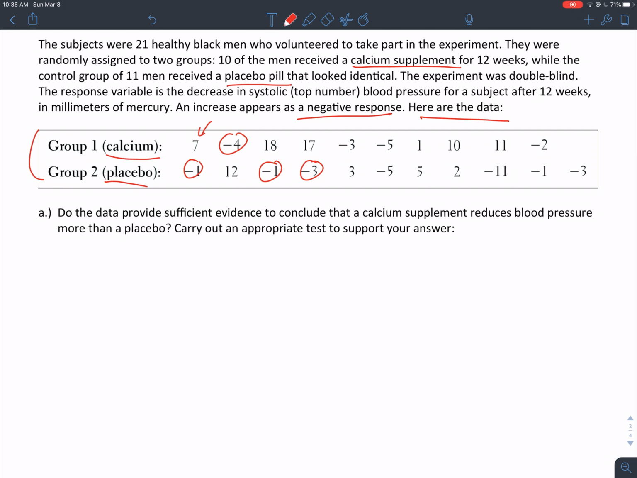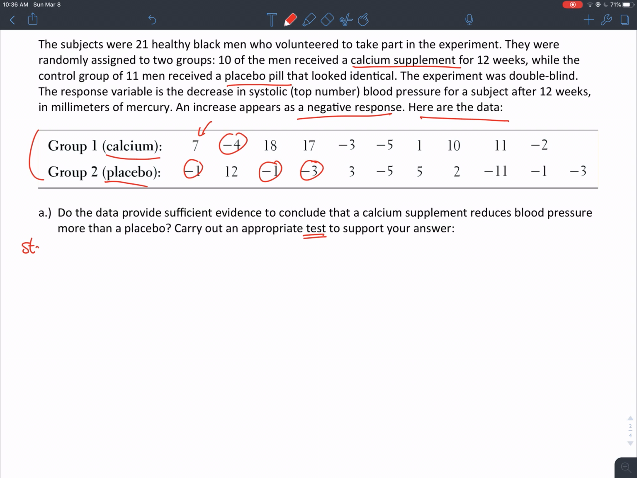Carry out an appropriate test. Even if they don't say carry out a test, you should do a test here to compare the two. You could do a confidence interval, I guess. That would also work. You'd have to do some explanation, maybe more than your normal conclusion for a confidence interval. But safer to do a test here, especially since we're asked to do a test. All right? So let's jump in and do that.